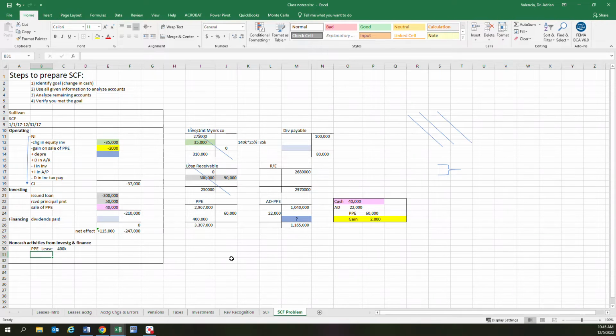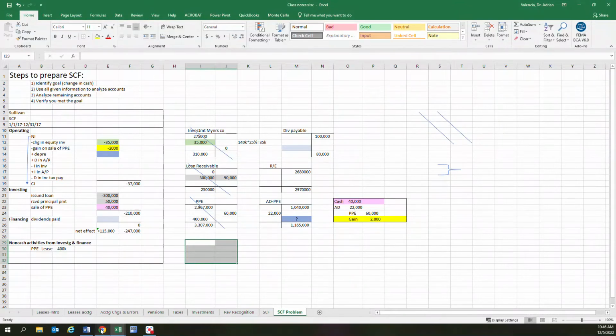Okay. So if you notice, this fully explains the property, plant, and equipment because 2.9 plus 400 minus 60 gives us 3.3. So I'm done with that one. I'm going to cross that one out. That also fully explains the lease liability account, for which I didn't create a T account. But if you wanted to create a T account just to visualize everything, you could.